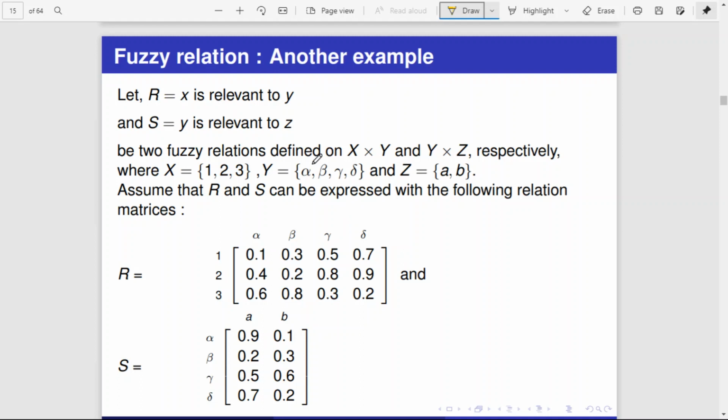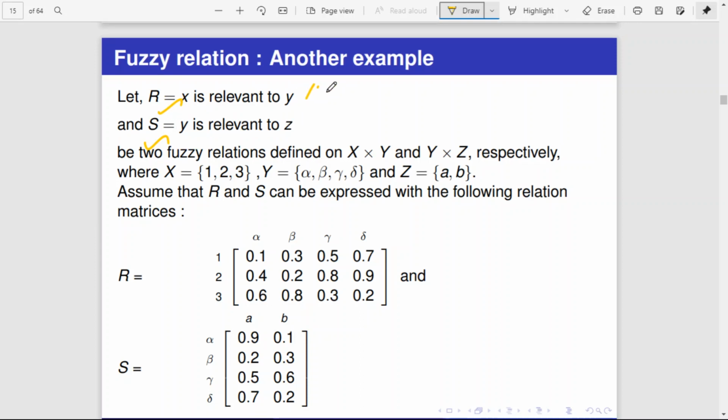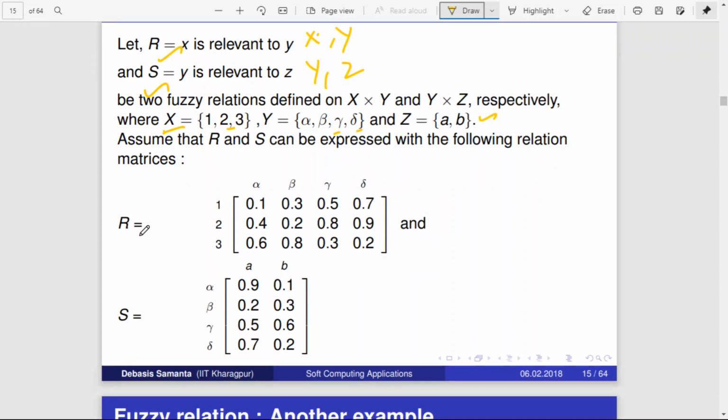Similarly, we have one more example here. We'll finish with this. Say there are two relations R and S, where R is defined on X and Y, and S is defined on Y and Z. X contains 1, 2, 3, Y contains alpha, beta, gamma and delta, and Z contains A and B. So R is a relationship between X and Y, and this is how the relation R is given, and this is how the relation S is given, which is between Y and Z.